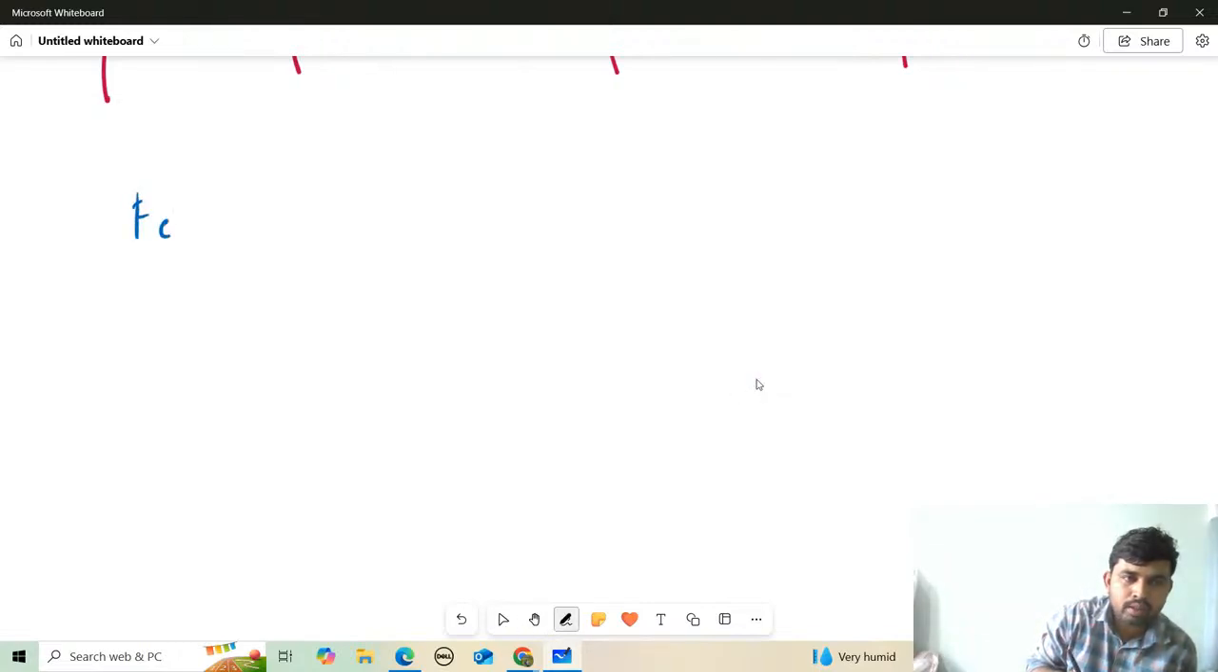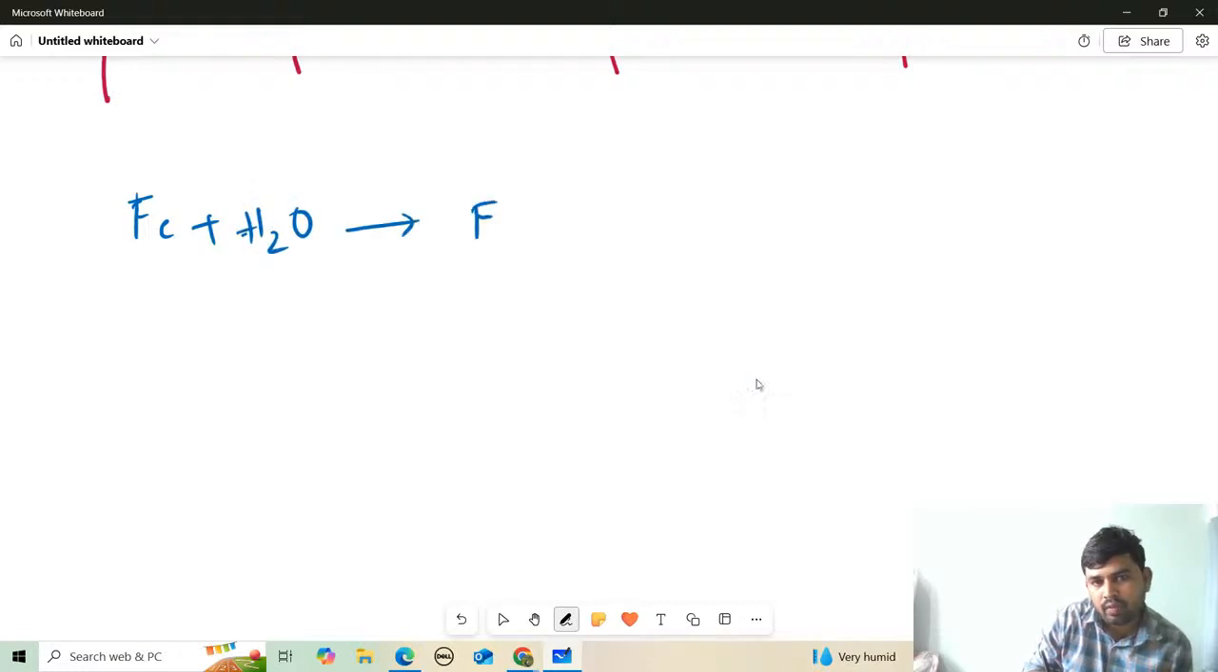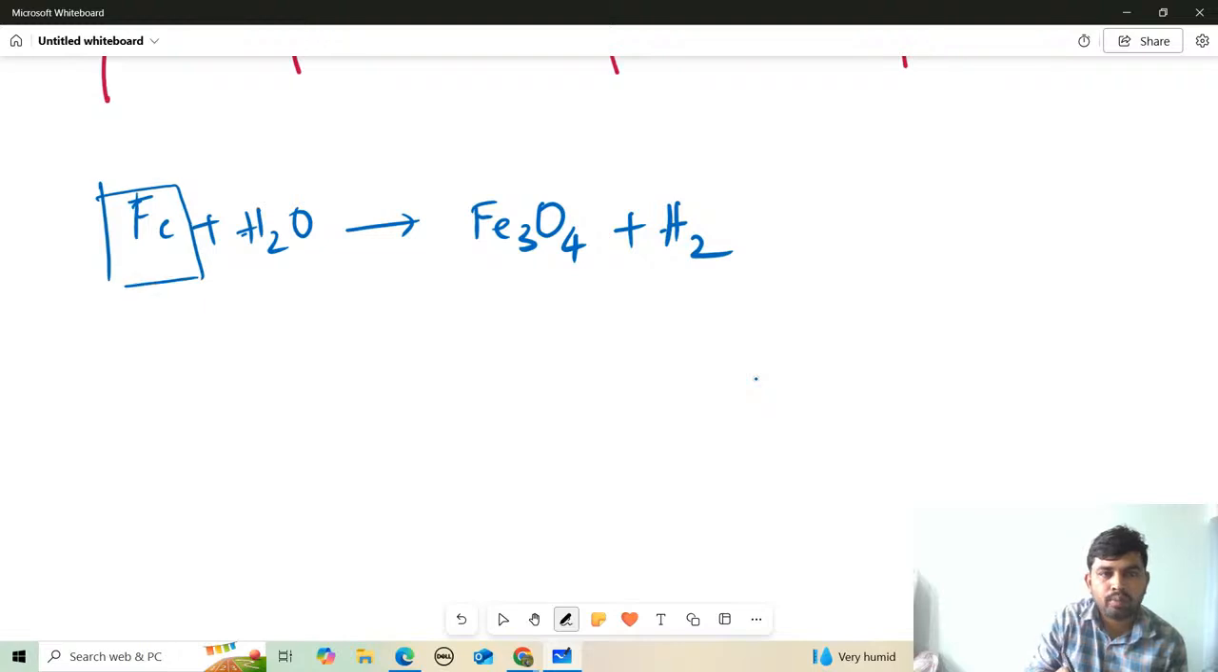So now I'm writing the equation again here: Fe plus H2O gives rise to Fe3O4 plus H2. This is the equation we have written here. We wrote a box around Fe, then we wrote Fe here also.